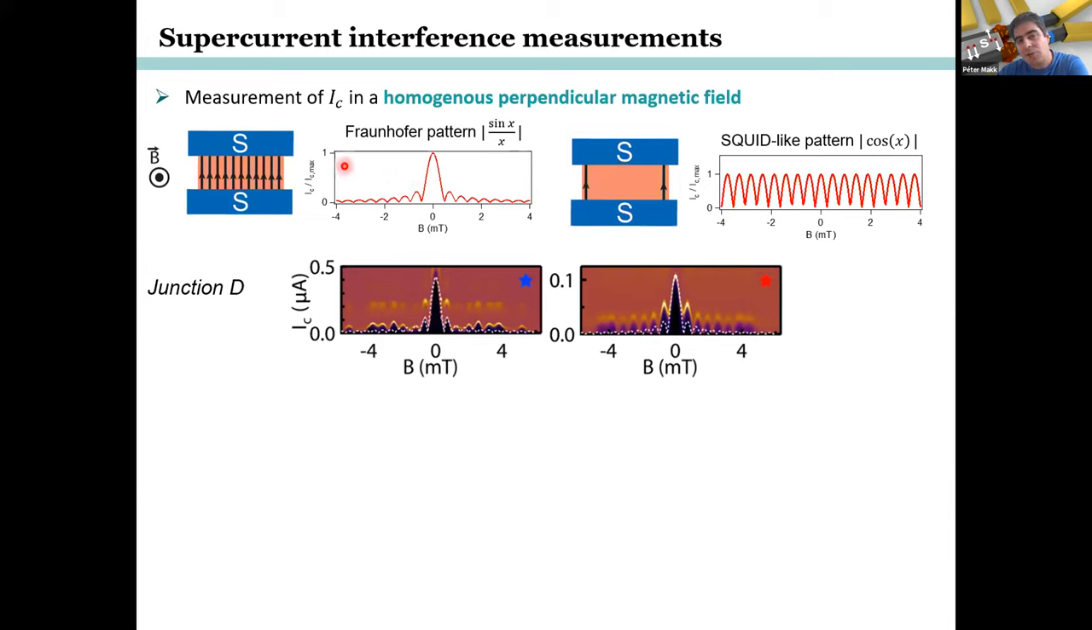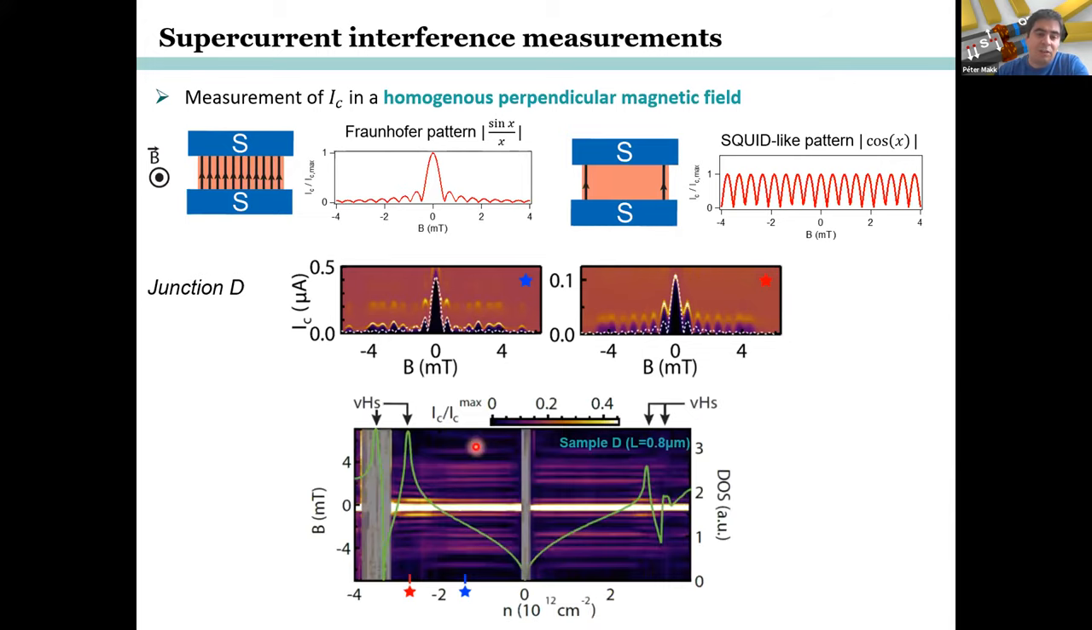And it is well known that if you have a homogeneous current distribution, then you expect a so-called Fraunhofer pattern, which reminds you of the Fraunhofer single slit experiment. Whereas if you have edge currents dominating, then you will expect a cosine-like interference pattern. So just by measuring this interference pattern, you can get information on the current distribution in some sense, simply by inverse Fourier transform. So this is what we have done.